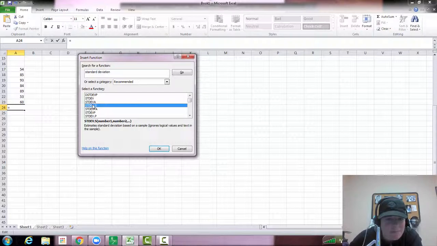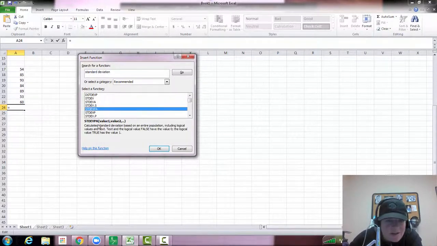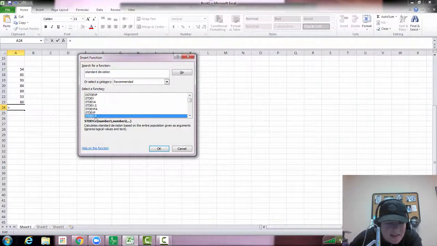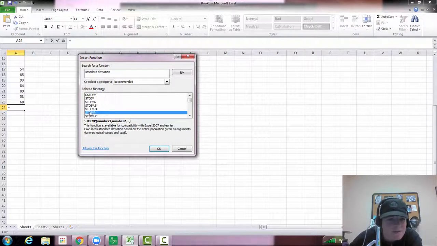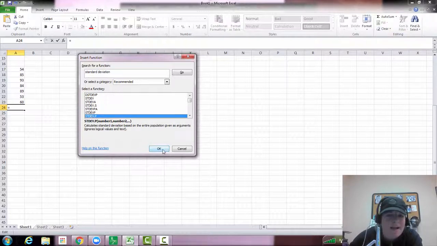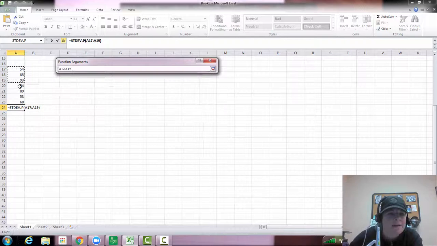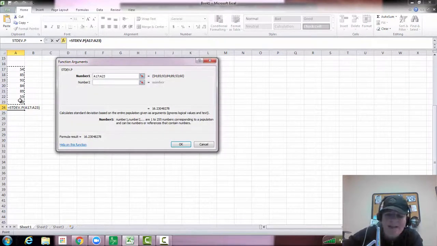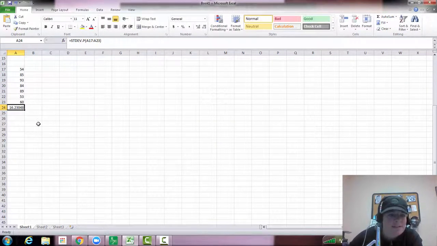So this one's a sample. Which one was it? I think it was dot P. Calculate standard deviation based on the entire population. Yes. Ignores logical. Okay. Let's try this one. So STDEV.P, and we want these numbers here. Go over and highlight them. Hit enter. 16.23. Yay! That's the right answer.